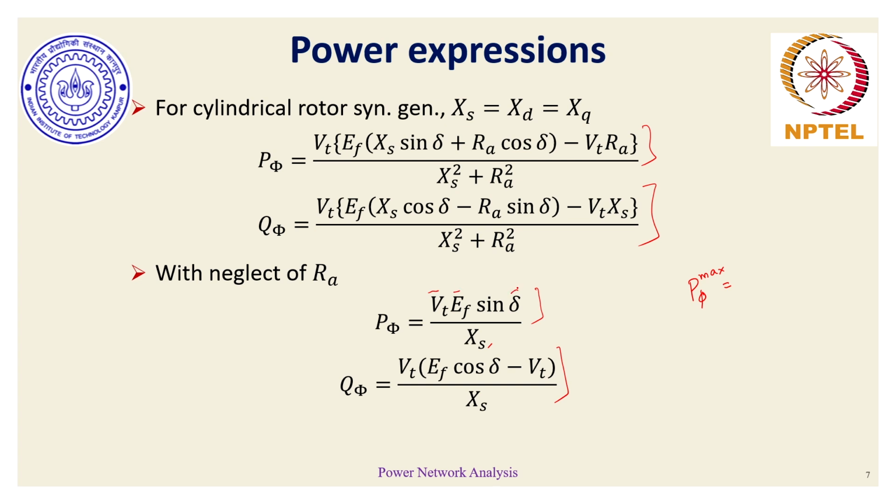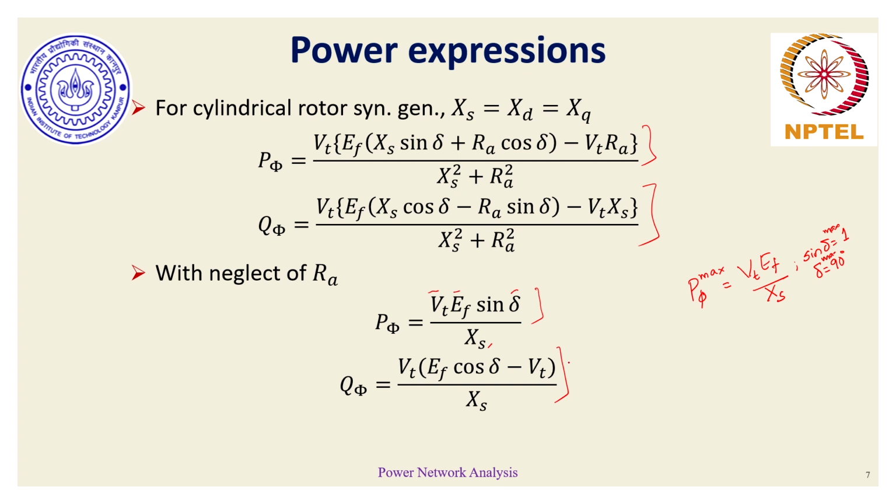So if you have to find the maximum possible value of real power delivered by the cylindrical pole synchronous generator, this maximum will happen only when sine delta takes its maximum possible value, because other quantities are more or less fixed. Sine delta will be maximum at a value equal to 1, and for this delta would be equal to 90 degrees. So this is the corresponding maximum possible real power which can be delivered per phase from a cylindrical pole machine.